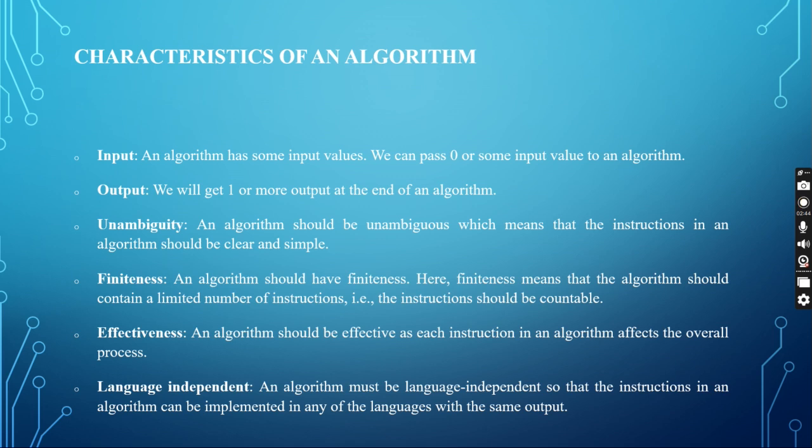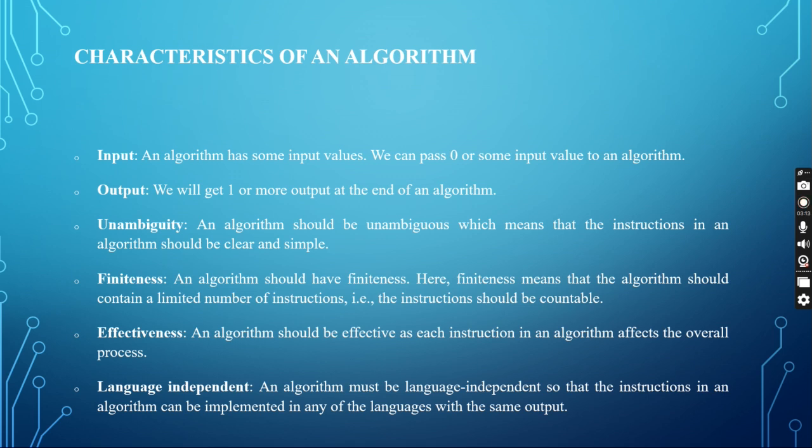Characteristics of an algorithm. Input. An algorithm has some input values. We can pass 0 or some other input values to an algorithm. Output. We will get 1 or more outputs at the end of the algorithm. Unambiguity, that is, an algorithm should be unambiguous. It means that the instructions in our algorithm should be clear and simple.